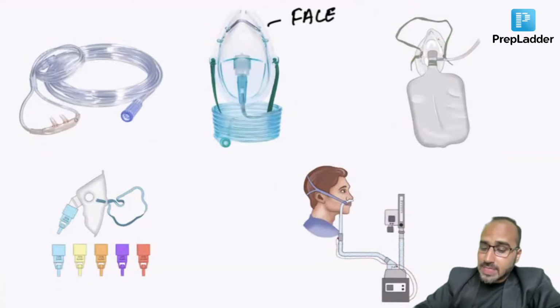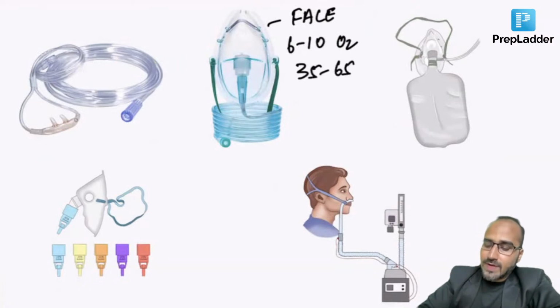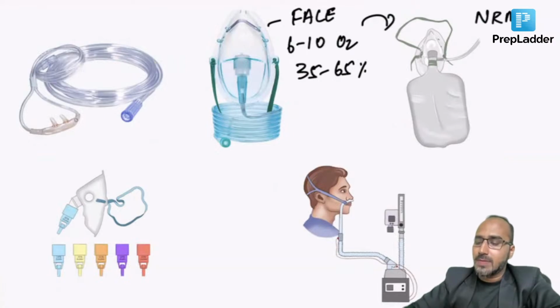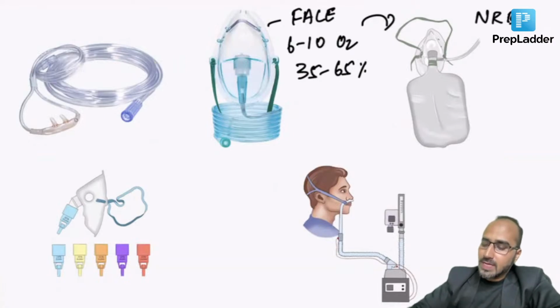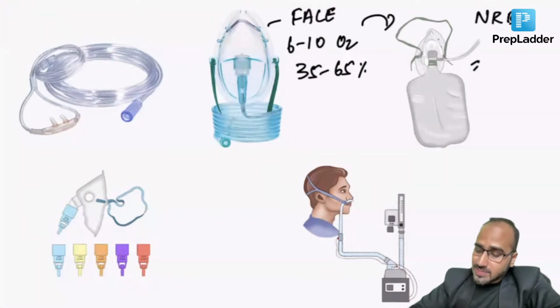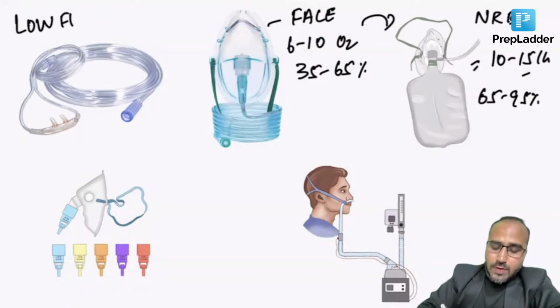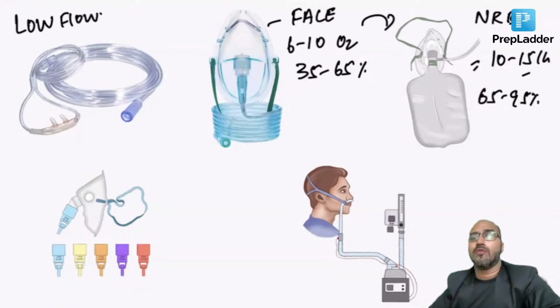It will deliver how much oxygen, guys? It will deliver 6 to 10 liters of oxygen, and an FiO2 of 35 to 65%. If still not improving, then you can go for the NRBM, non-rebreathing mask. The flow of oxygen in this NRBM is 10 to 15 liters, which will deliver an FiO2 of 65 to 95%. Again, these are low flow devices.